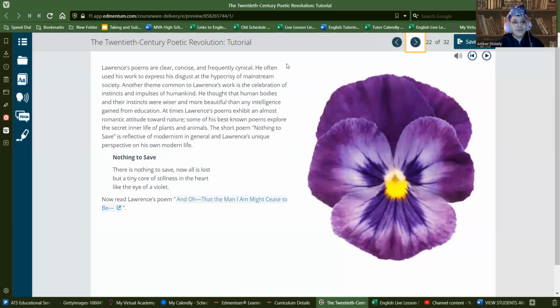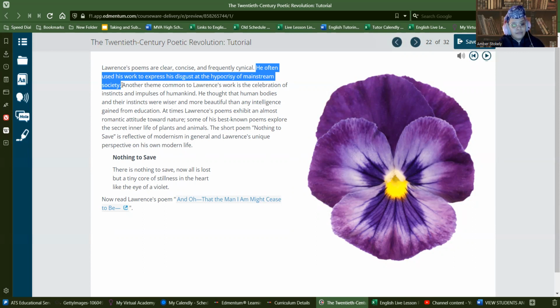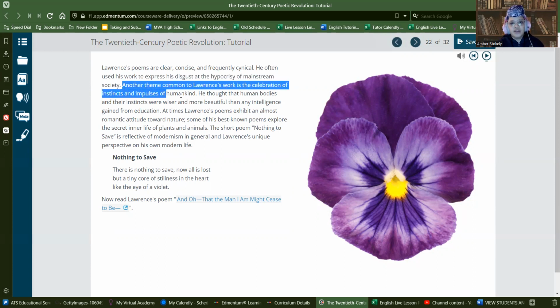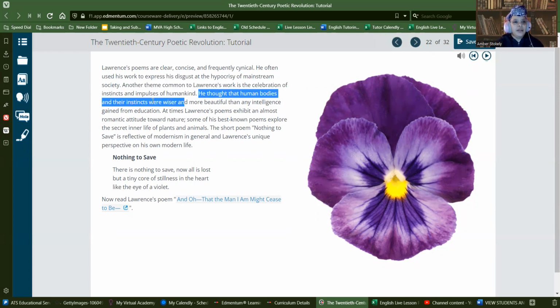And let's see, on slide 22, they give you an example of his poetry. His poems are clear, concise, and frequently cynical. So we already talked about him criticizing a lot. He often used his works to express his disgust at the hypocrisy of mainstream society. And another common theme in his work is the celebration of the instincts and impulses of humankind. So this is kind of like the science influence here. He thought that human bodies and their instincts were wiser and more beautiful than any intelligence gained from education. So he was a trust your body, trust your instincts sort of guy.